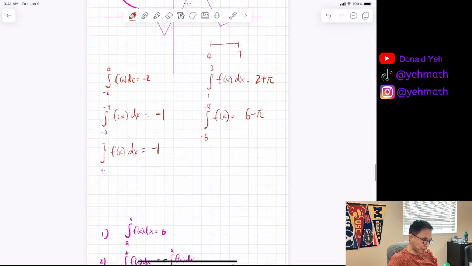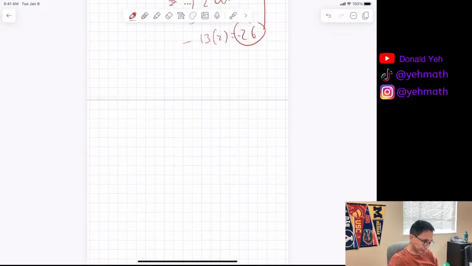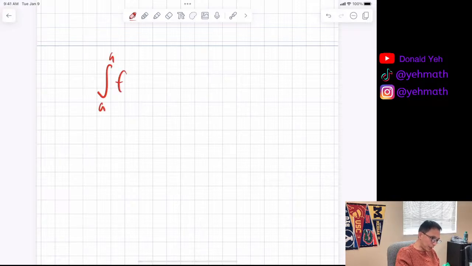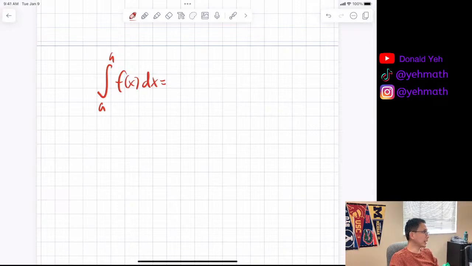Okay, let's talk about properties. The integration from a to a of f of x dx, this one's very easy. Anybody can get this one. It's 0. It's 0 because there is no area underneath, right? If you go from 1 to 1, there's no area. That's 0. Intuitively, that makes complete sense.